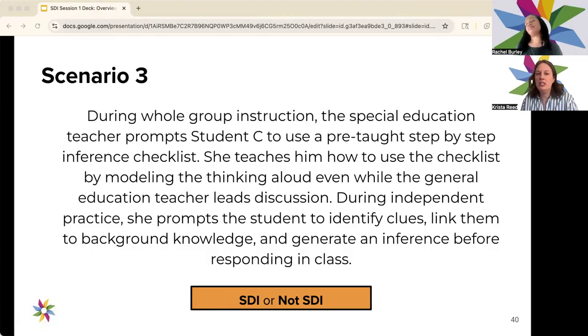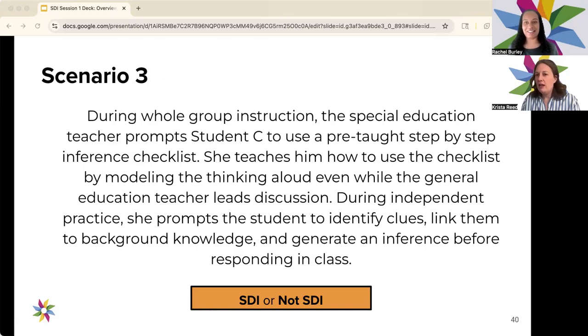During whole group instruction, the special ed teacher prompts student C to use a pre-taught step-by-step inference checklist. She teaches him how to use the checklist by modeling the thinking aloud, even while the general education teacher leads discussion. During independent practice, she prompts the student to identify those clues, link them to their background knowledge, and generate an inference before responding in class. So really helping a student understand what an inference is and how we make one. So is this SDI or not?